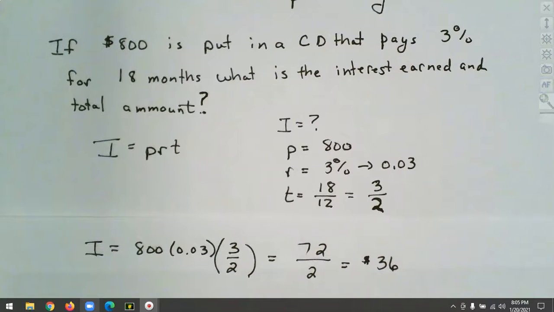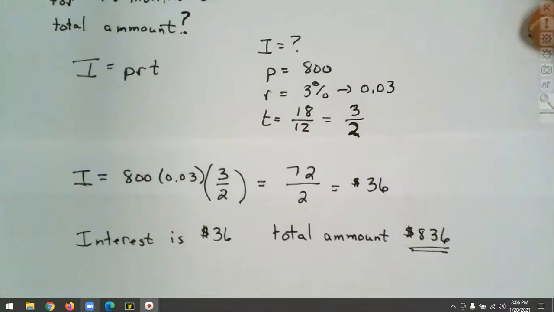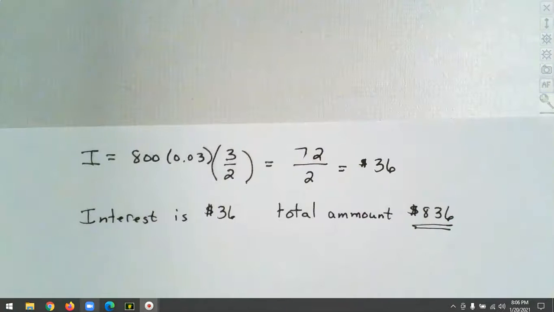Double check and make sure we do everything right here. Yep, everything looks right. Okay, so we made $36. So my interest is $36, and my total amount that I have at the end is going to be $800. And so that's what we've got there. We've got our interest to be $36 and our total amount to be $836. Is everyone okay with how I did that?